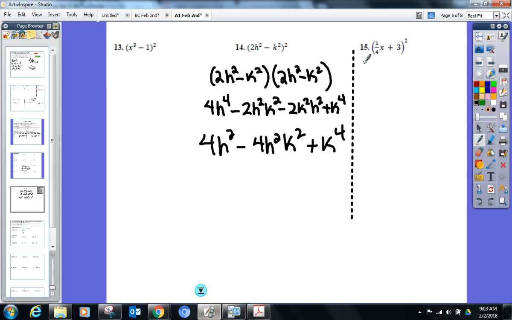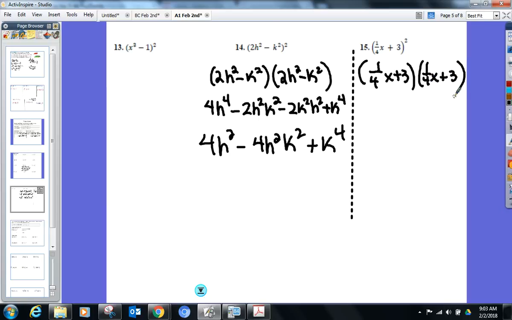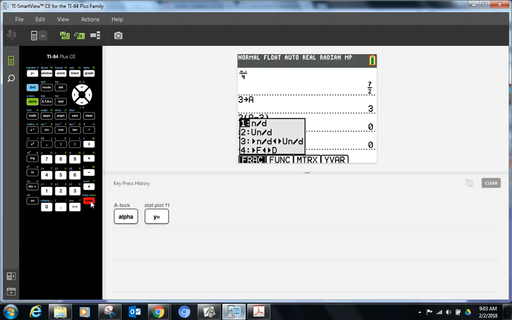Go to 15. 1/4 x plus 3. 1/4 x minus 3. Oh, minus 3, sorry. Calm down. I'm getting ahead of myself because I know what's coming up next. All right, here we go. 1/4 x times 1/4 x. In your calc, that's why I just said, do you have a fraction template? Because I wanted to see 1/4 times 1/4 in your calculator.